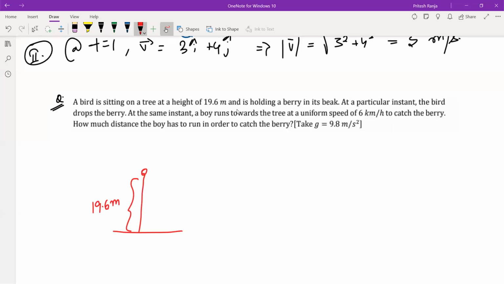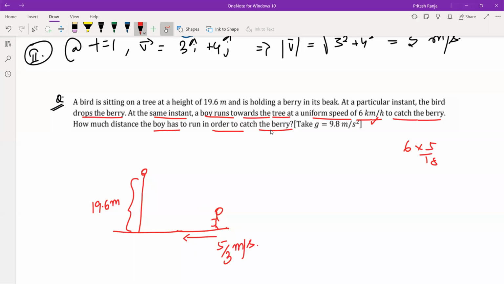At a particular instant, the bird drops the berry. At the same instant, a boy runs towards the tree at a uniform speed of 6 km/h to catch the berry. So let's say this is the boy and the boy runs. What is the speed with which the boy runs? That is, let us convert it into meter per second. So 6 into 5 by 18. So we get 5 by 3 meter per second. Now how much distance the boy has to run in order to catch the berry?